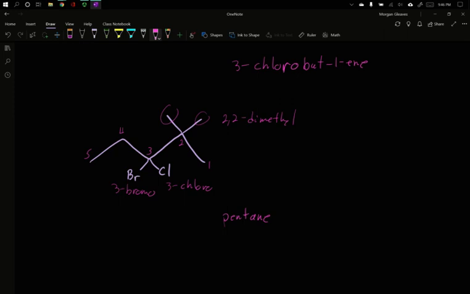When I put these together, it goes alphabetically. And so bromo beats them all. It is a 3-bromo, 3-chloro, 2,2-dimethylpentane. And so the halides act just like subgroups we learned for the carbon chains. They just go out in front, and you tell what carbon they are attached to.